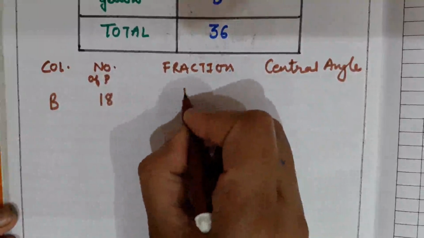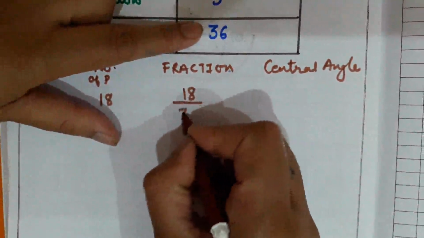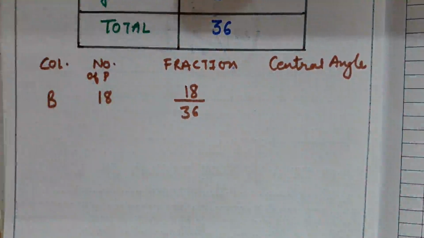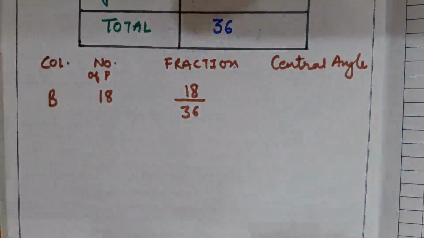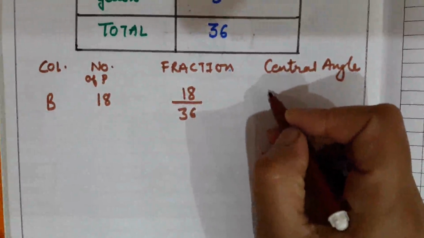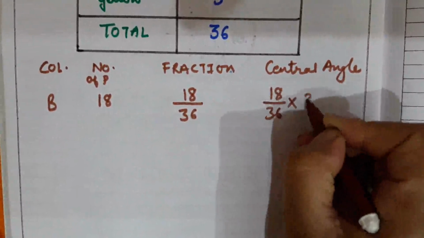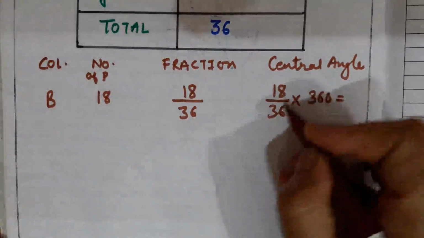So the fraction, how can you find it? 18 upon total. Total is 36. Like in the previous question, the total was 360 by chance, so the denominator of the fraction and the central angle were the same. That was the default option. Okay, 18 upon 36 multiplied by 360. In this way you can find out the central angle.